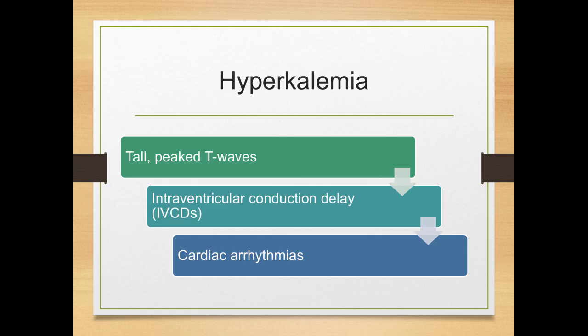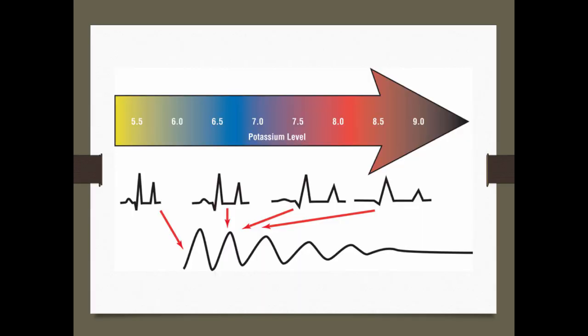If we think back to our bundle branch blocks and our IVCDs, whenever we see an intraventricular conduction delay, it's always hyperkalemia until proven otherwise. So hyperkalemia will cause IVCD, and that'll lead into other nasty cardiac arrhythmias. As our serum potassium level goes up and up, we're going to see a widening of the QRS complex. We're going to see these T waves get taller and more peaked. It's eventually going to turn into a sine wave and degenerate into a VTAC or a VFib.